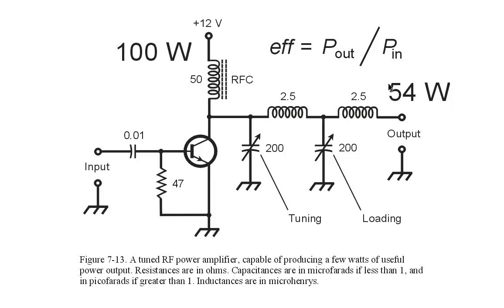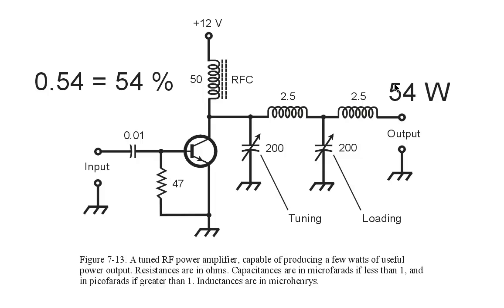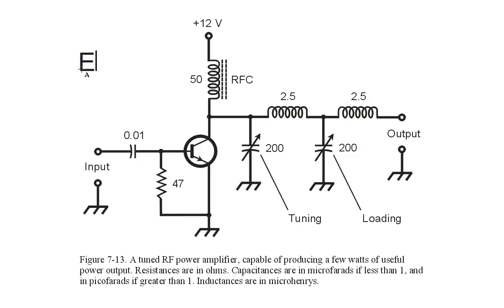Then our efficiency would be 54 divided by 100, or 54%. The ratio is 0.54, or 54%. That's a fairly typical efficiency for a Class B radio frequency power amplifier. In any case, the correct answer to this question is E, the ratio of the useful power output to the total DC power input.